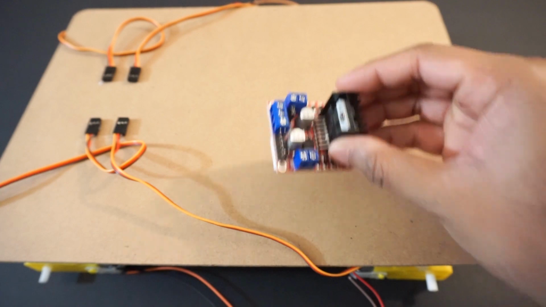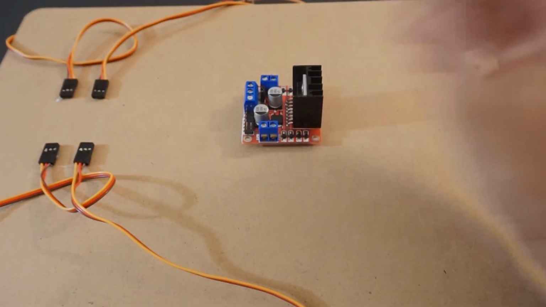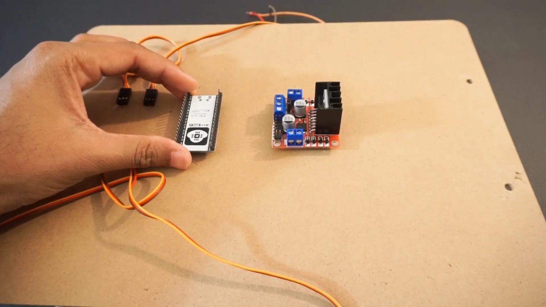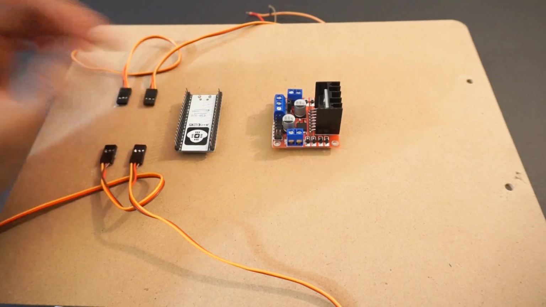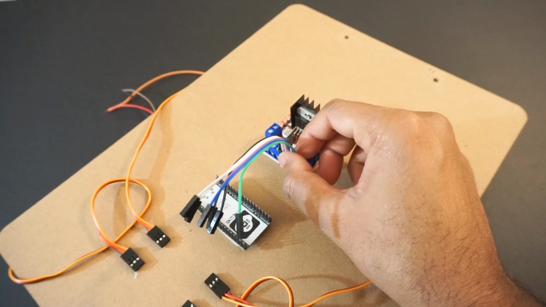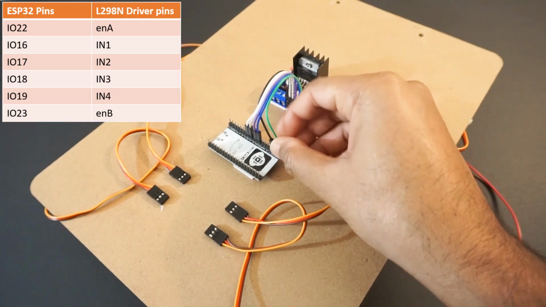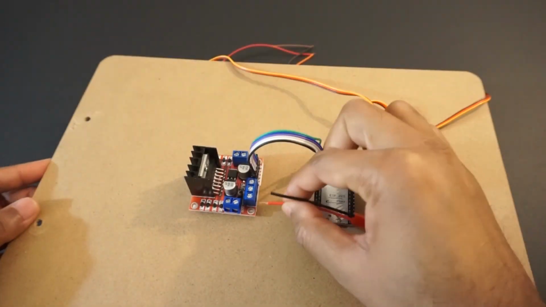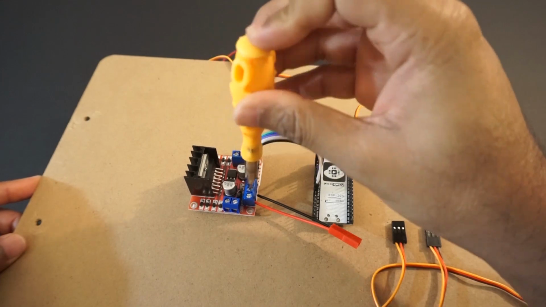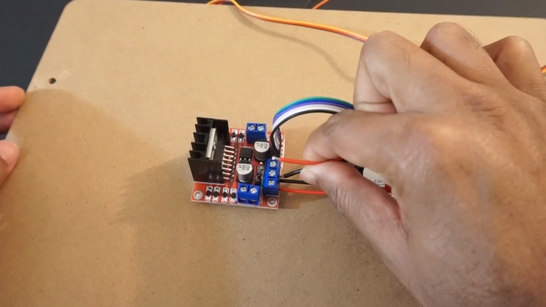Attach the L298N motor driver module on the car chassis using double-sided tape. Fix the ESP32 module on the car chassis using double-sided tape. Let's make a connection as per the circuit diagram. Connect the L298N motor driver module to the ESP32 pins as per the table. Attach the DC battery power connectors to the motor driver module, to the plus 12 volt pin and ground pin. Connect the UBEC to the 12 volt supply.